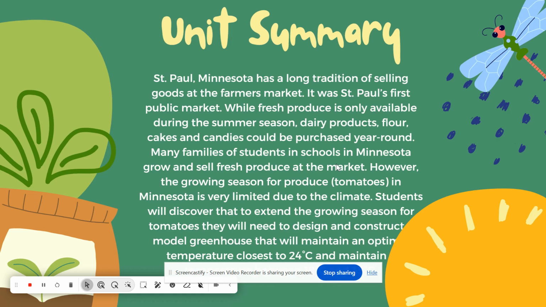The unit was really based on a real world problem of growing produce in Minnesota due to the changing seasons. So, a challenge to do in the winter due to our cold temperatures. So I like that it really gave students a reason for this engineering design project.